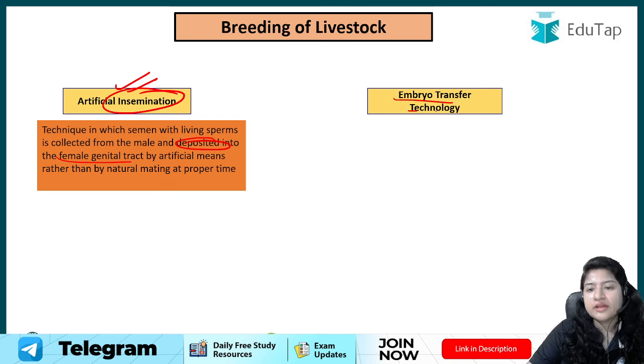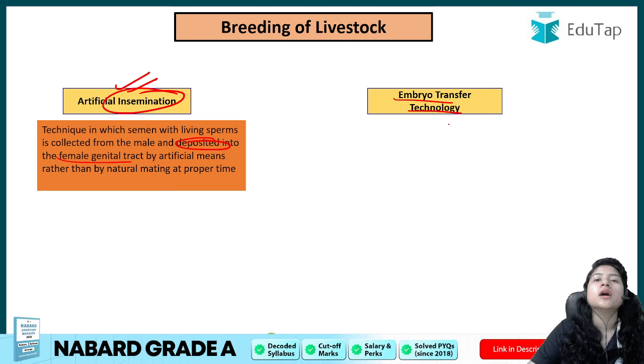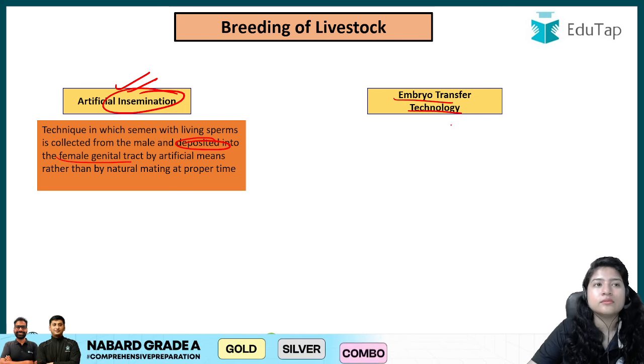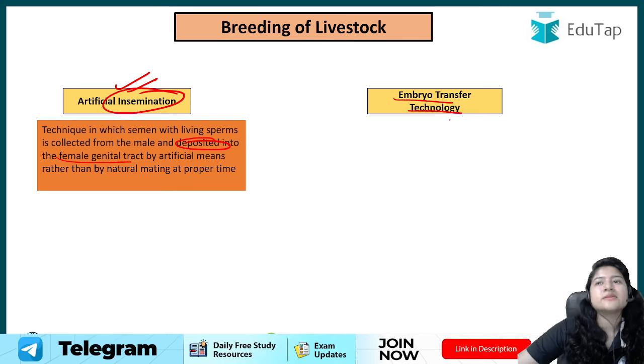Second is embryo transfer technology. In this, for example, I have a superior cow. A superior cow when mated with a superior bull has a high probability of giving superior progeny, right? But one cow can be pregnant at one time only, right? And that too, in most cases it might give birth to only one calf, right?